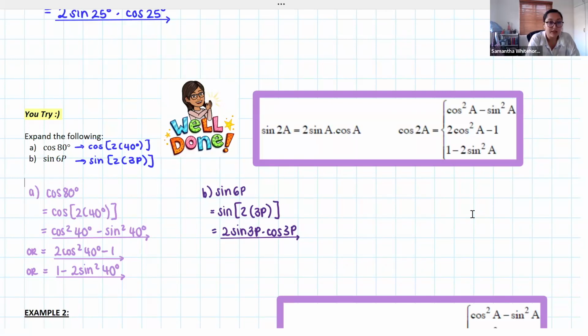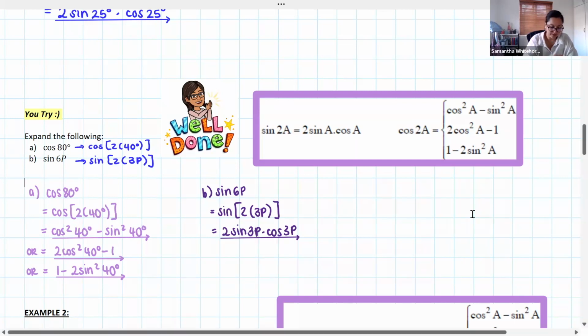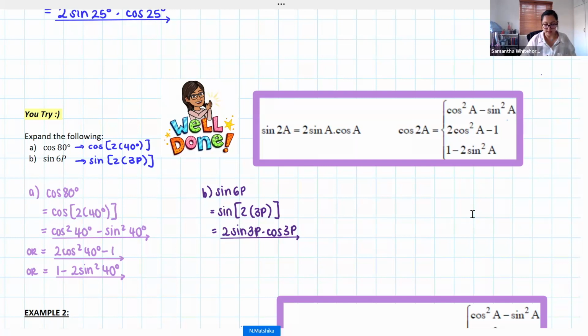For the sine 6p, as we've discussed, that would be broken down into a single angle of 3p, which has been doubled to give us 6p. Sine, there's only one identity, so it's 2 sine 3p times cos 3p. Right, I'll wait there in case you need to take a screenshot. Otherwise, let's have a look at our second example.